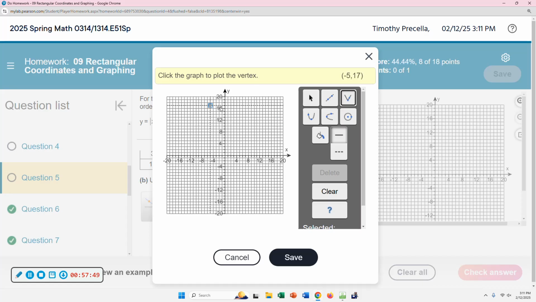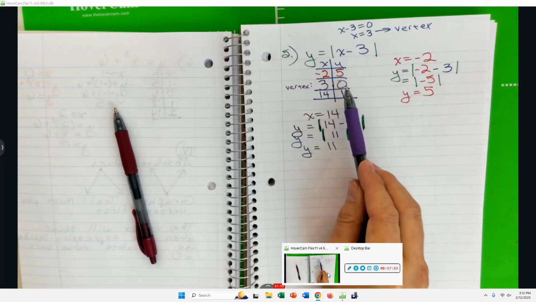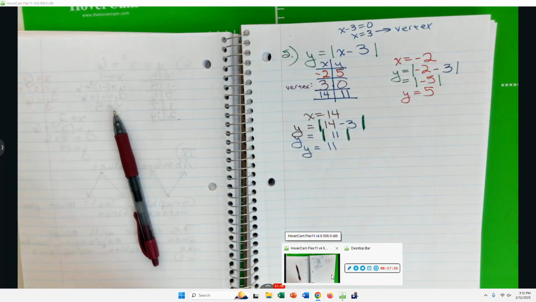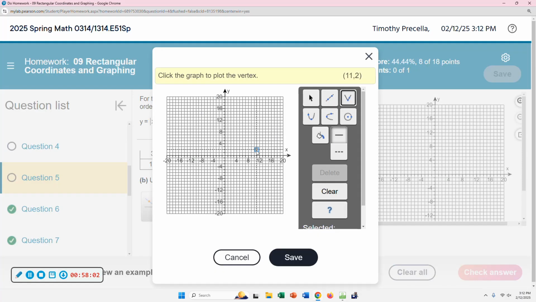You have to know that 3, 0 is where the vertex occurs. The vertex occurs when the inside stuff is equal to 0. So we plot 3, 0 first. Look at the yellow box under that big X to see where your pointer is located at any given time.